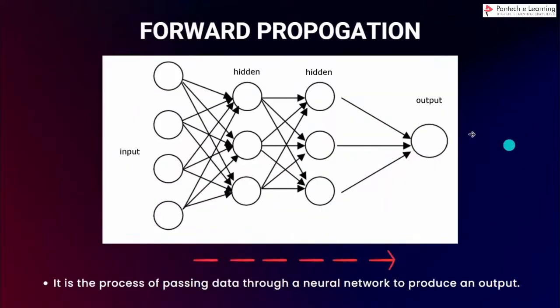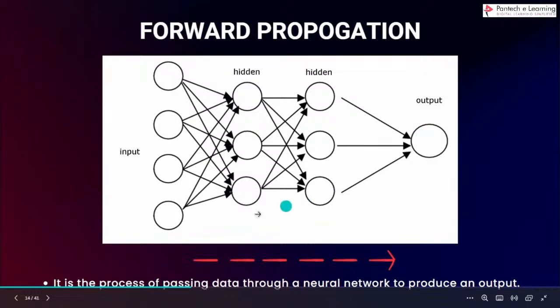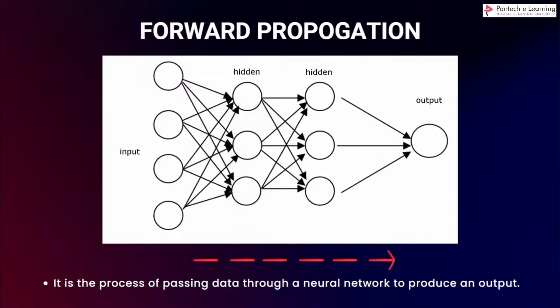And this is what is known as forward propagation. Okay, some input is received, the processing has been done and given to the next layer, and then the processing has been done here and given to the next layer, and then finally given to the output layer. That's how the processing will go. This one step from input to the output is called forward propagation. So it is a process of passing data through a neural network to produce an output. Okay, so this is forward. It will go through one side, from input to the hidden layers to the output.